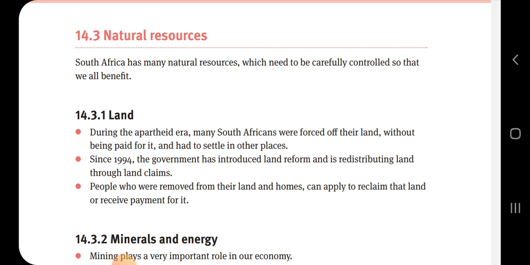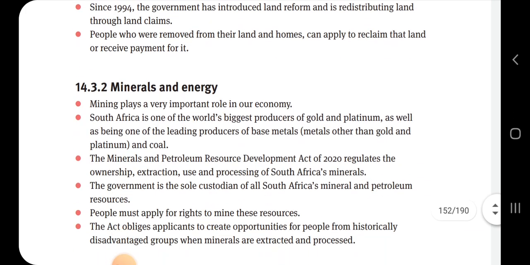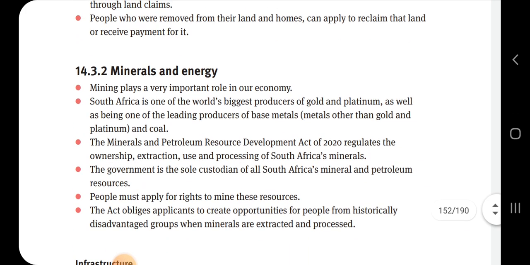Even if it's a family unit, you just put up a claim. People have been paid already who had claimed that their land was taken unfairly by the apartheid government. So people who were removed from their land and homes can apply to reclaim that land or receive payment for it. Minerals and energy. Mining plays a very important role in our economy, and South Africa is one of the world's biggest producers of gold and platinum, as well as being one of the leading producers of base metals.